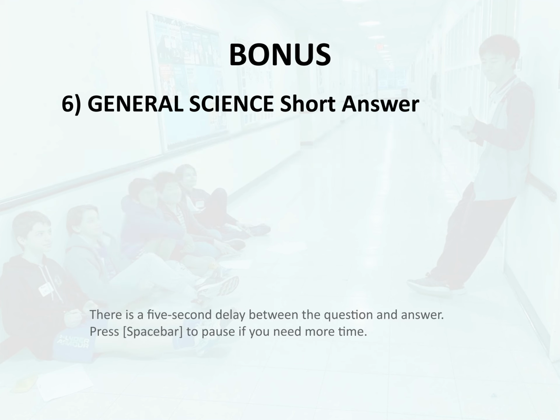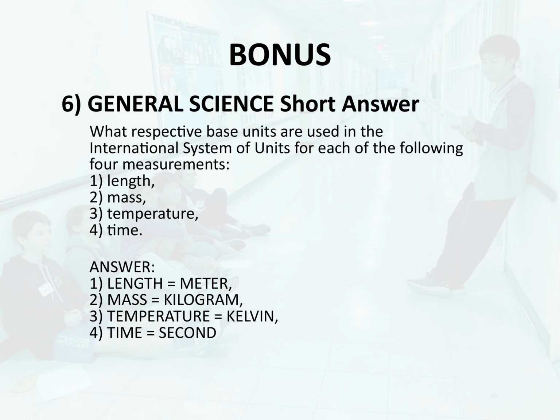Bonus 6. General science. Short answer. What respective base units are used in the International System of Units for each of the following 4 measurements? 1. Length, 2. Mass, 3. Temperature, 4. Time. Answer: 1. Length equals meter. 2. Mass equals kilogram. 3. Temperature equals Kelvin. 4. Time equals second.